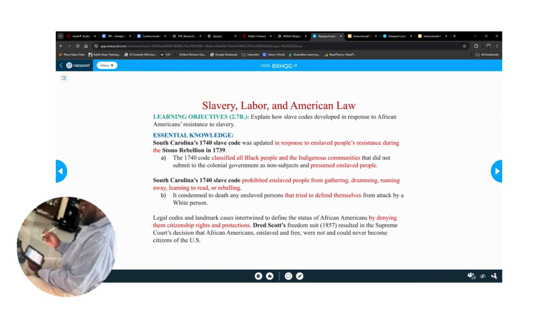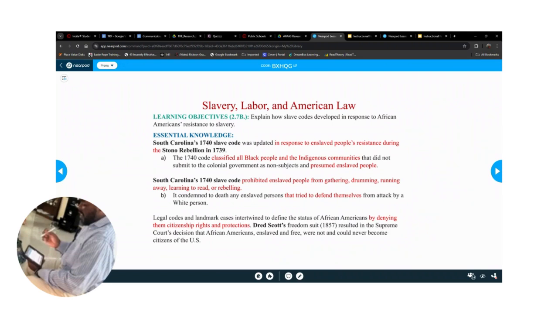All right, let's go to 27B. Elon, can you read the new learning target for us? All right, so let's talk about how they wrote slave codes because of resistance, okay?